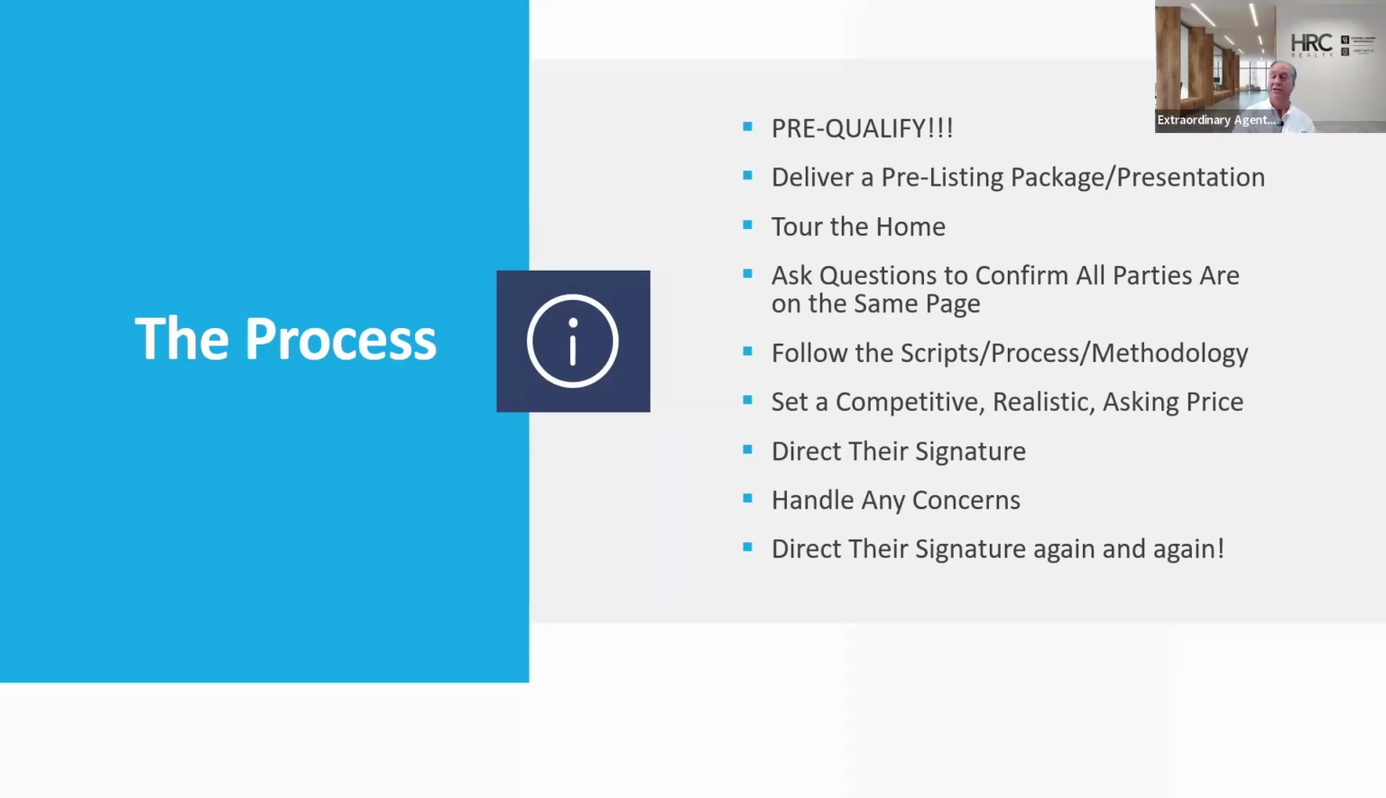We're going to set a competitive, realistic asking price with them, but we're going to do it in such a way that they're going to tell us, we're going to direct their signature, and then we're going to handle any concerns. And then we're going to direct their signature again because we are anticipating they're going to have concerns, objections. All right?